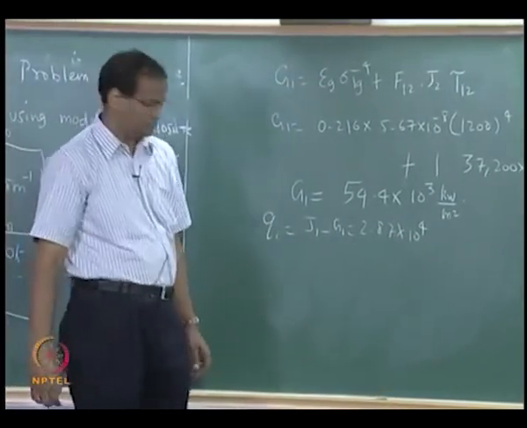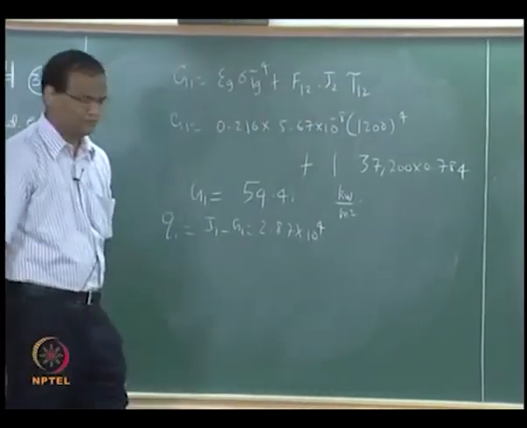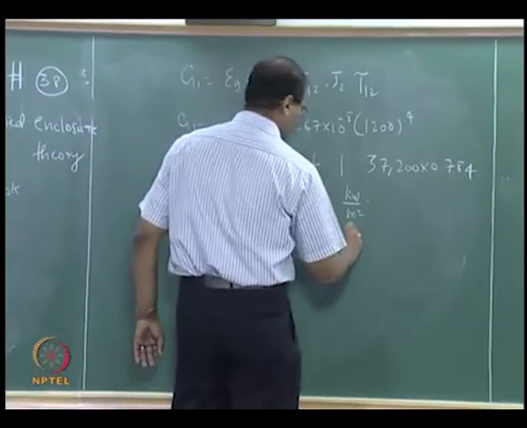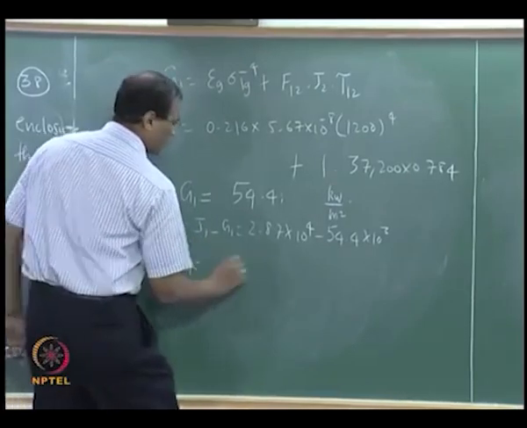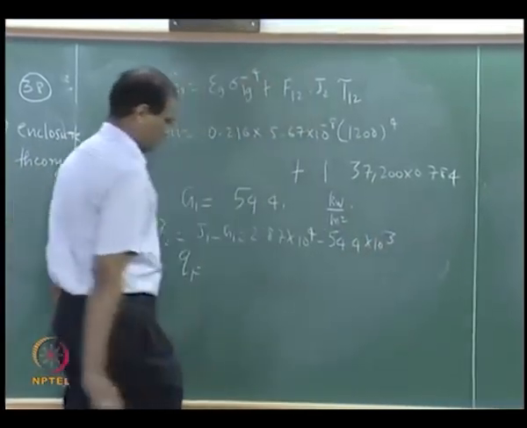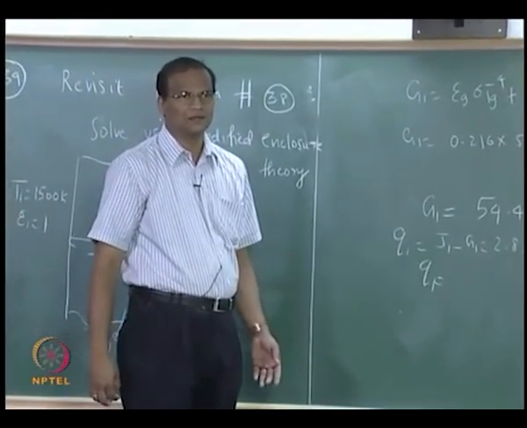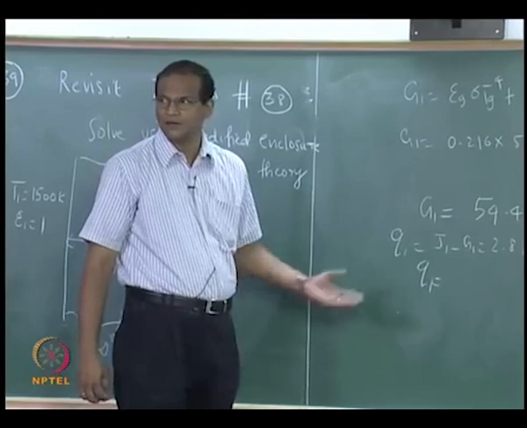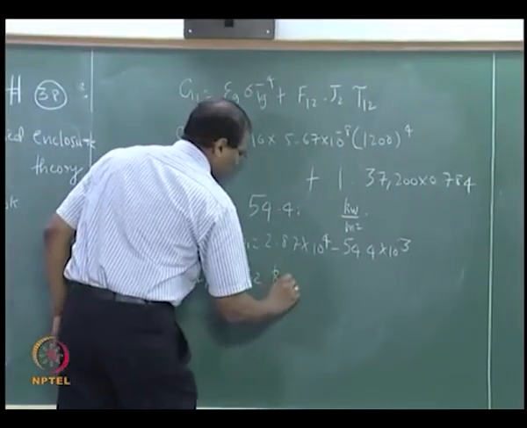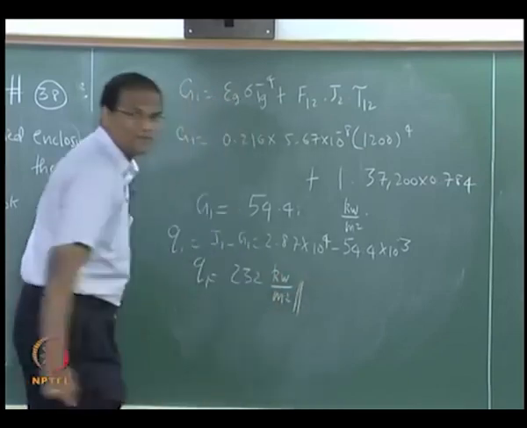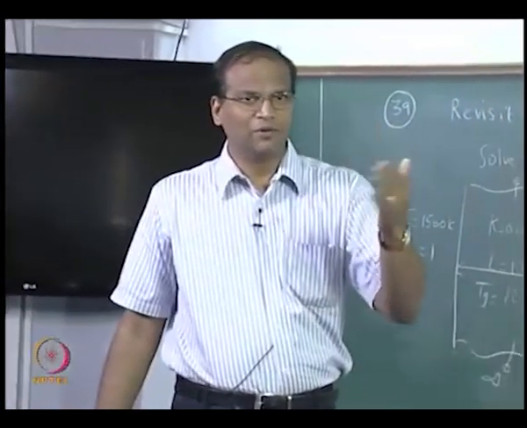Huh? Is that correct? How much is this? You should get the same answer as what you got yesterday. 232 kilowatt per meter square. Did you get the same thing yesterday? Correct? Please revisit problem 38.